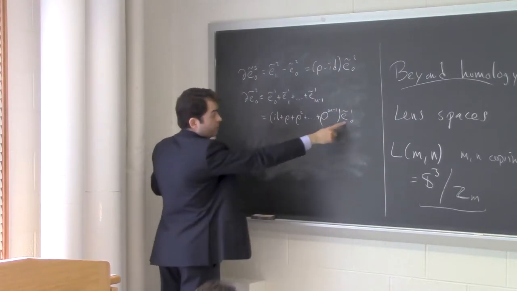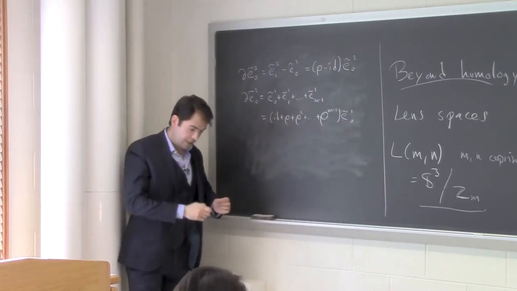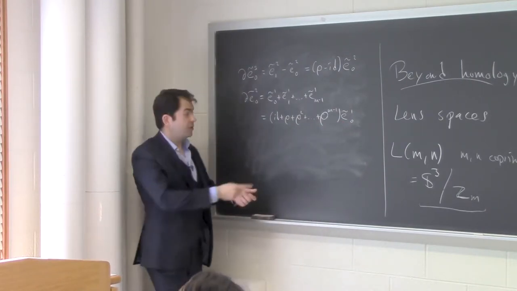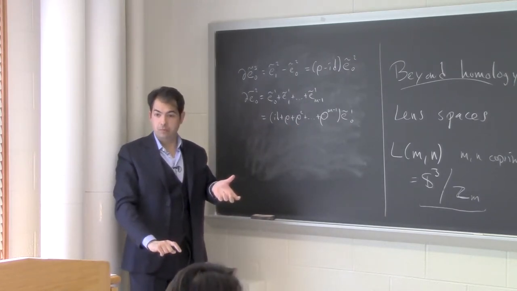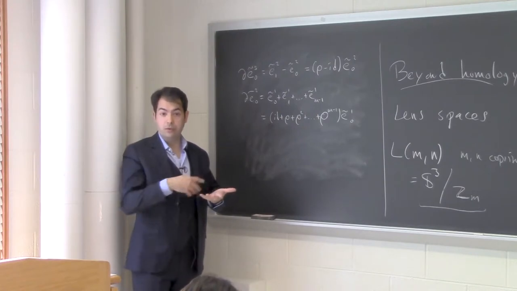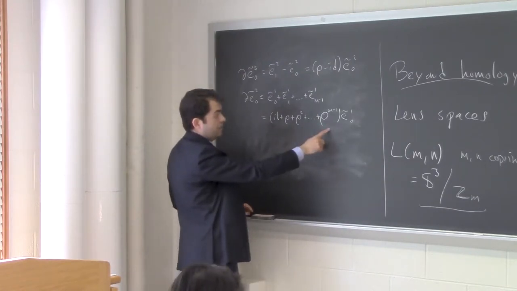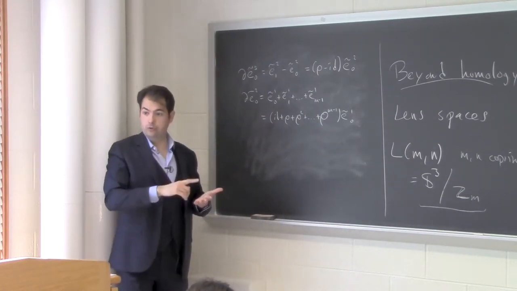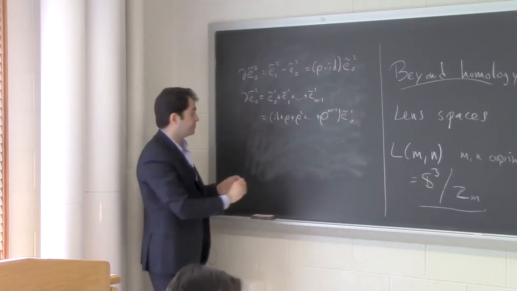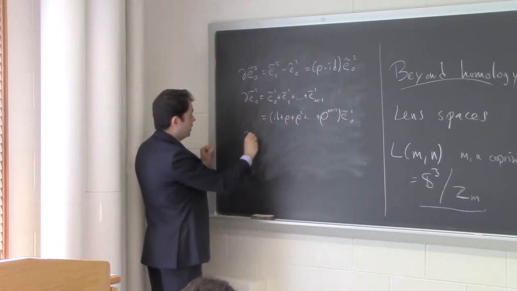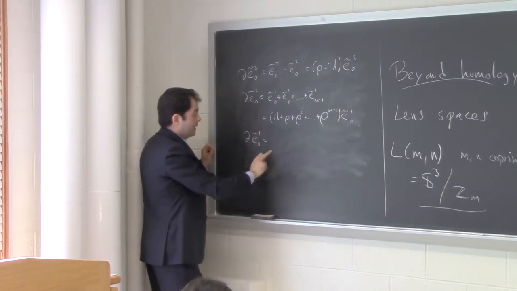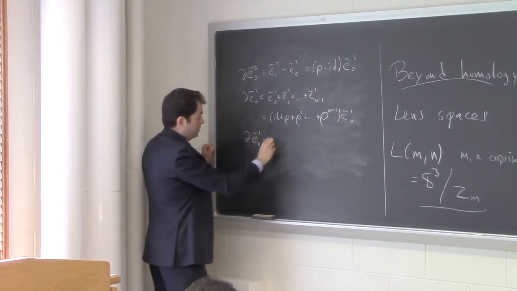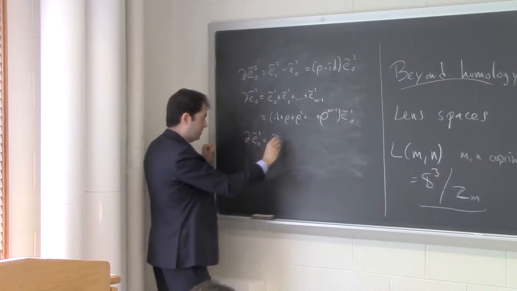So this is a segment of size 1 over m. Every time I hit it with a rho, I rotate it by n over m. But that's OK. I permute them. And if I take the sum, I get all of the segments. So I get the whole circle. And if I take the boundary of a segment, then I'm going to get the segment.